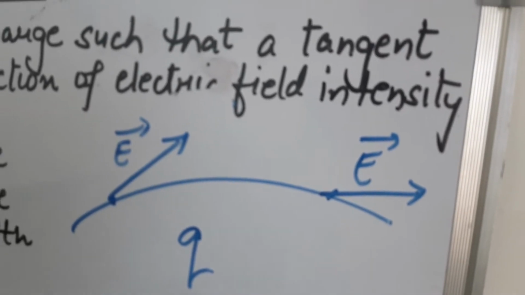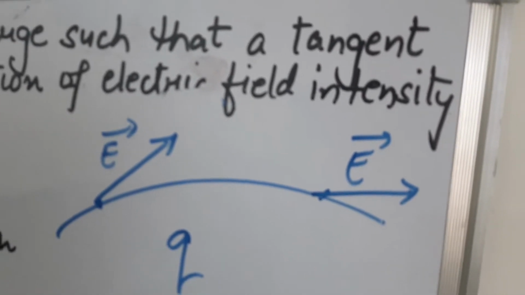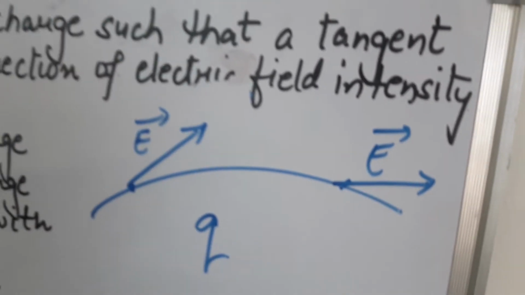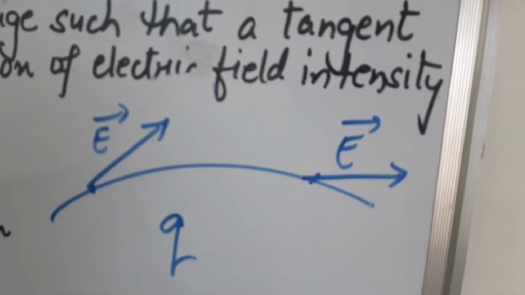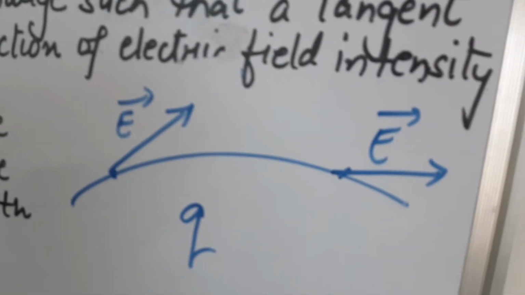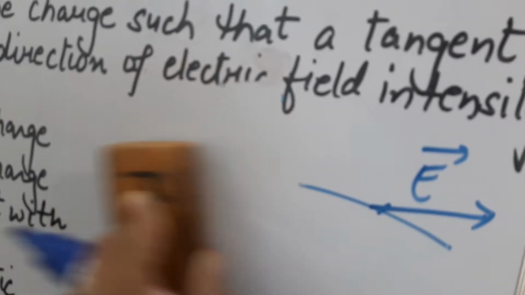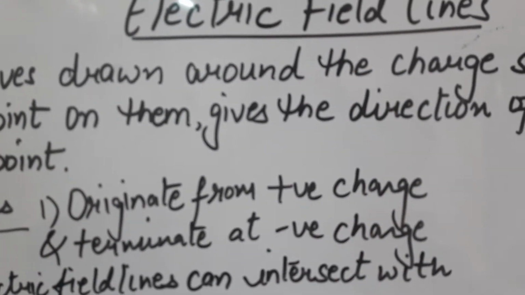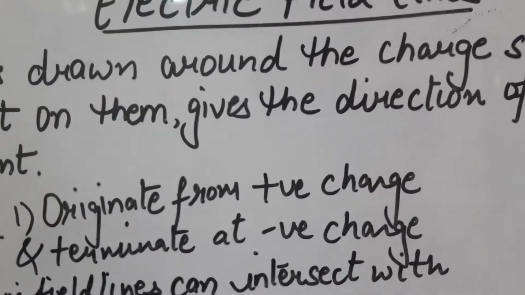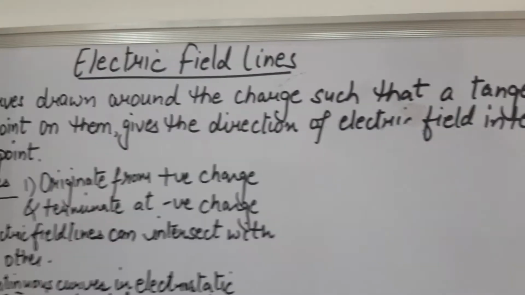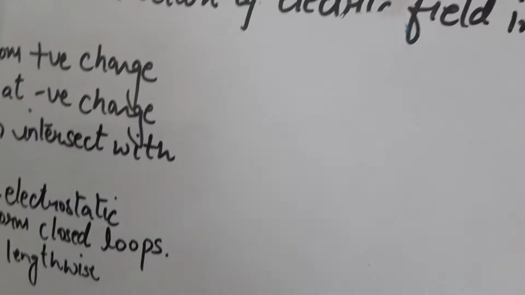Now we have studied through the definition of electric field intensity that it always has a direction which is away from the positive charge and always towards the negative charge, because they are central forces. These things are going to help us in studying the properties of electric field lines. So now let us see the first property: these electric field lines originate from the positive charge and terminate at the negative charge, which is obtained from the definition of electric field intensity.